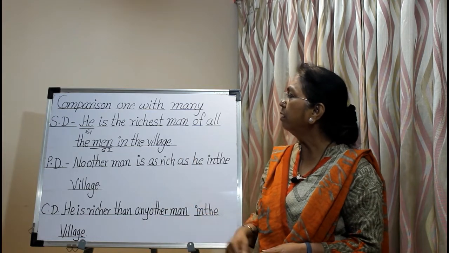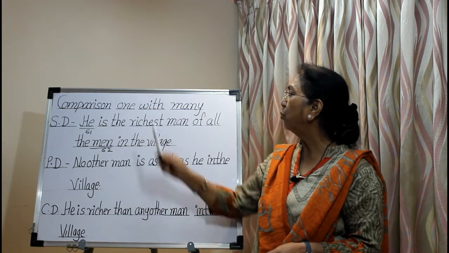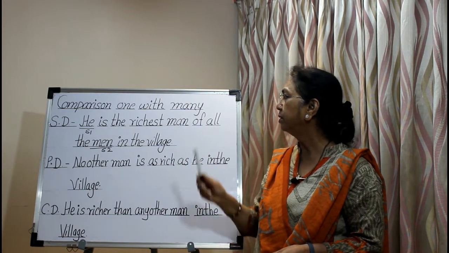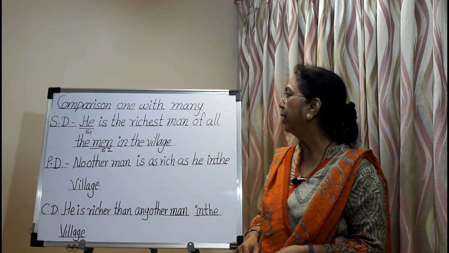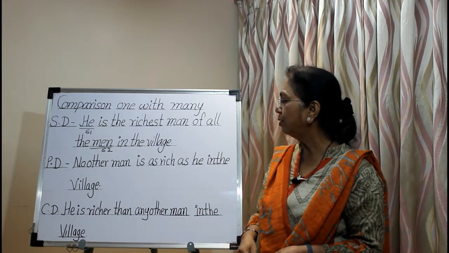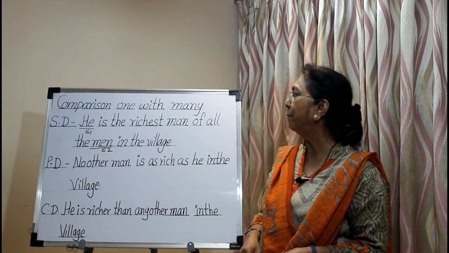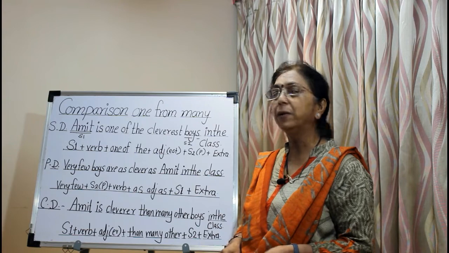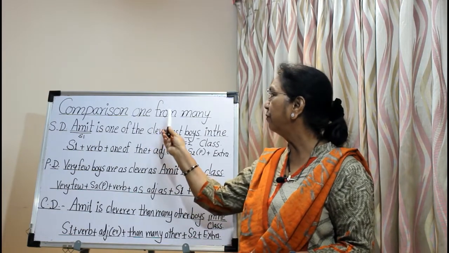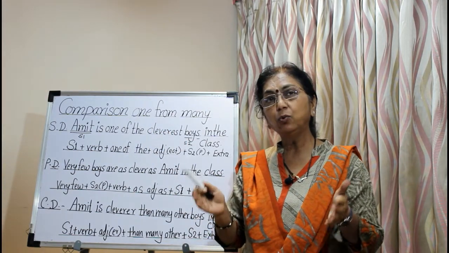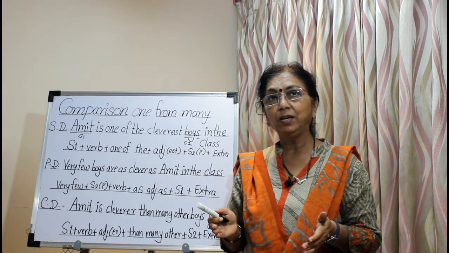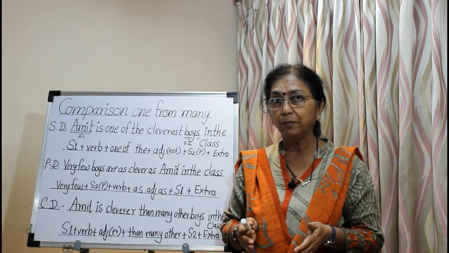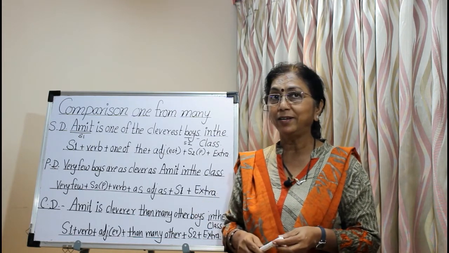So when the comparison is between one with many, we can change it in all three degrees, that is positive, comparative and superlative. So these are the two examples of comparison one with many. Now the fourth type of comparison is comparison one from many. If there is a group of persons, places, or things of the same quality, and if we want to mention one from them, now how to change the degree of such sentences?